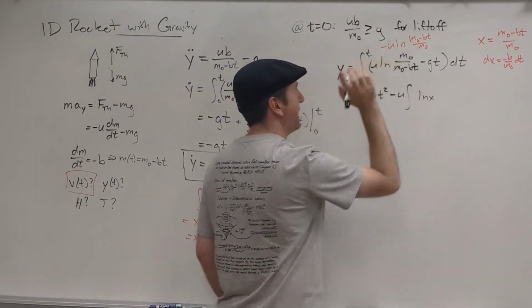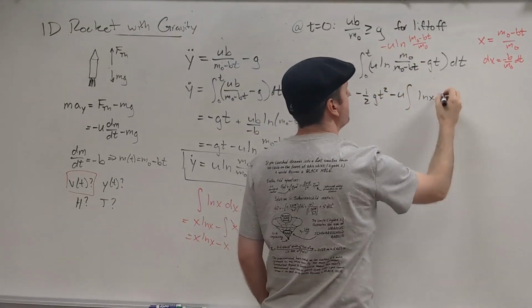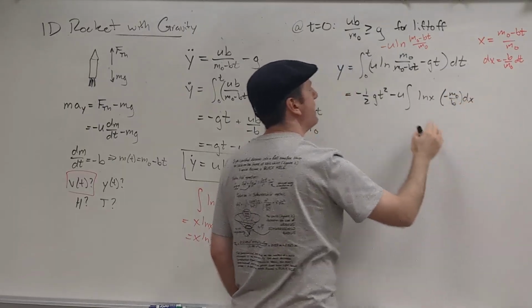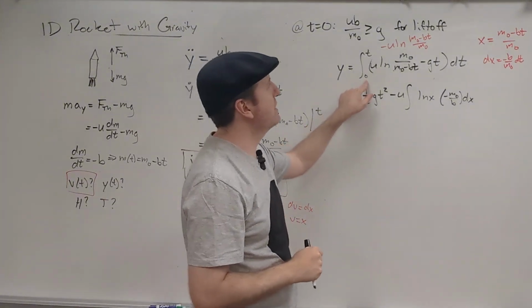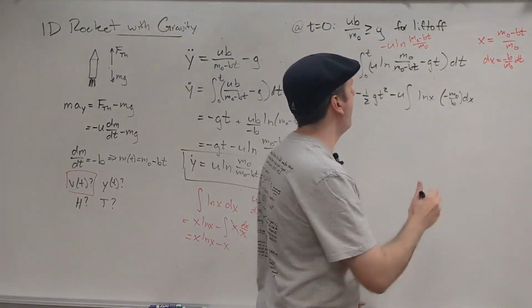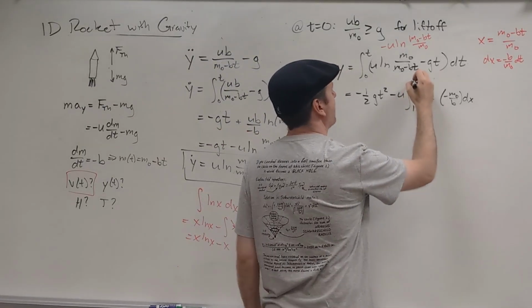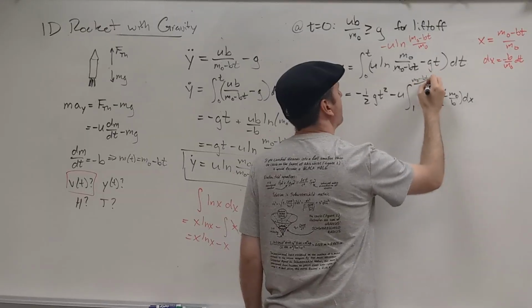Natural log of x, that's good, because that's what I have up here. My dt is going to pick up a minus m naught over b dx, and then I can plug in my bounds right now too. So when t equals 0, x is equal to 1. And when t is equal to t, well, x is all of this stuff all over m naught.